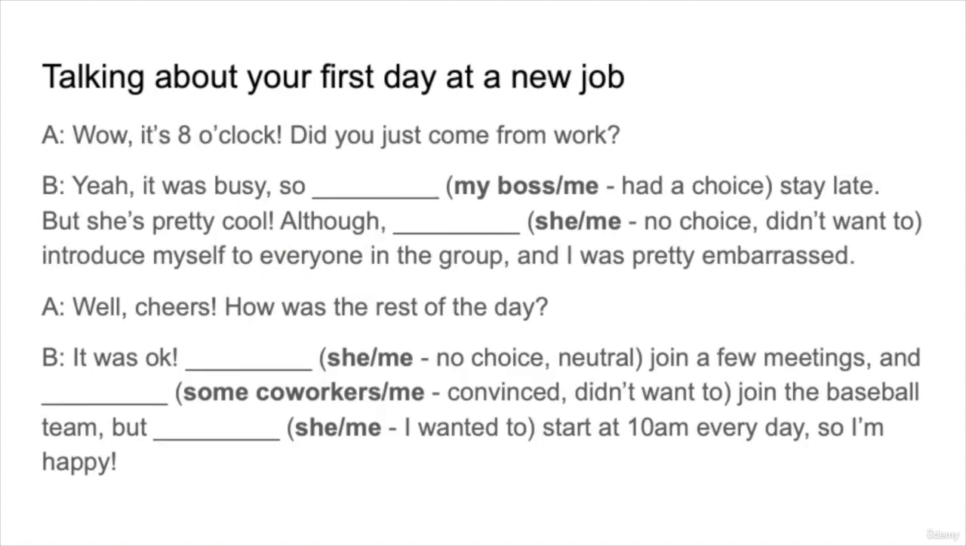Okay, so now on to the topic of the day. We are talking about your first day at a new job, and this is going to discuss what your boss is asking you to do. So, same as the previous conversation, in the brackets, we have my boss and me. So my boss is the subject, me is the object. And had a choice is the type of nuance of the causative. So let's take a minute and we'll choose the correct causative for each one of these blanks.